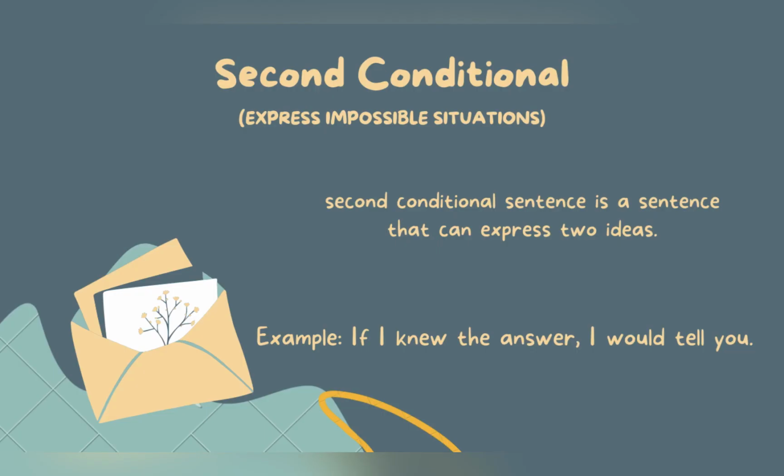And then next, we have the second conditional. What is a second conditional sentence? A second conditional sentence is a sentence that can express 2 ideas. First, it might express things in the future that are unlikely to happen. Second, it is used to express an idea that is not true because it is impossible. The dependent clause of the second conditional begins with if and uses the past simple tense. The independent clause of the second conditional uses would plus the base form of a verb. For example, if I knew the answer, I would tell you.